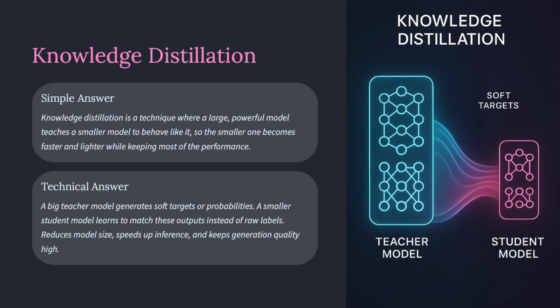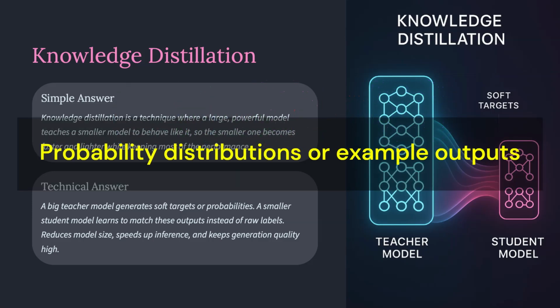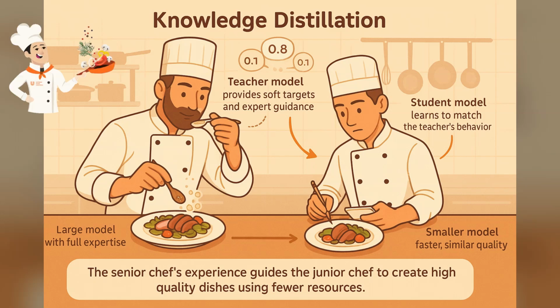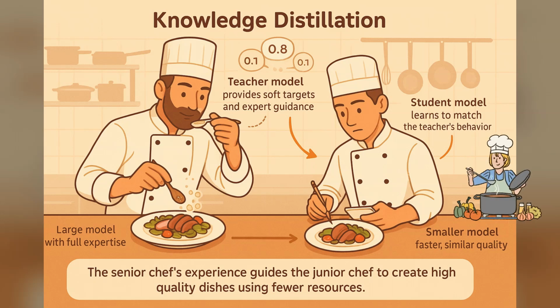Technically, the teacher model produces soft targets, such as probability distributions or example outputs, and the student model learns to match these instead of learning from raw labels. This reduces model size, speeds up inference, and preserves most of the original performance. Think of a senior chef guiding a junior chef, demonstrating techniques, timing, and flavor balance built from years of experience. The junior chef soon produces dishes nearly as good, but faster and with less effort.